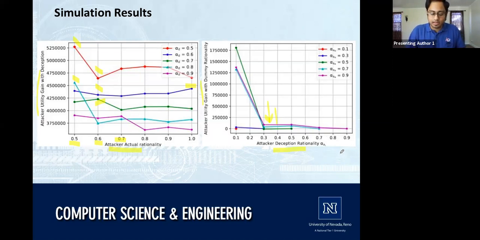In this game-theoretic scenario, we use a deception rationality of 0.1 because that is what was computed. But it is not a general case. Optimal deception rationality has to be computed for each case scenario using equation 14.